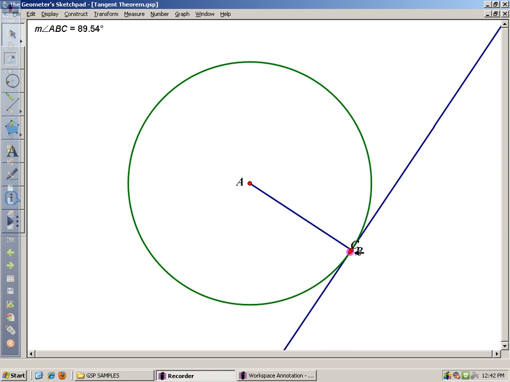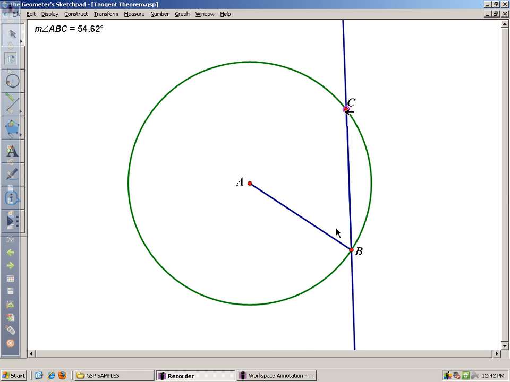Oh, I went past. There we go. So that's pretty close. It's hard to get it right at 90 degrees. So here point B and point C are right on top of each other, and the angle between the radius and the tangent line is about as close to 90 degrees as I can get it.